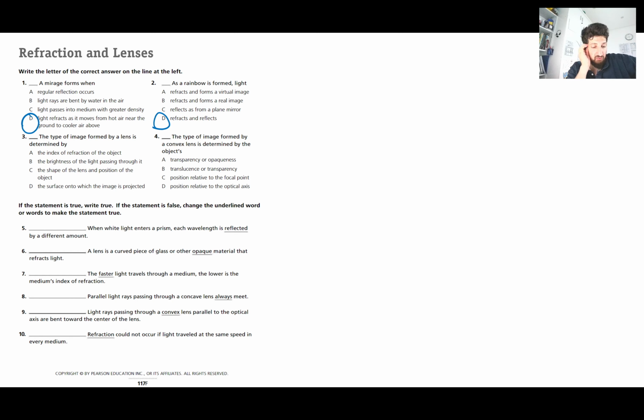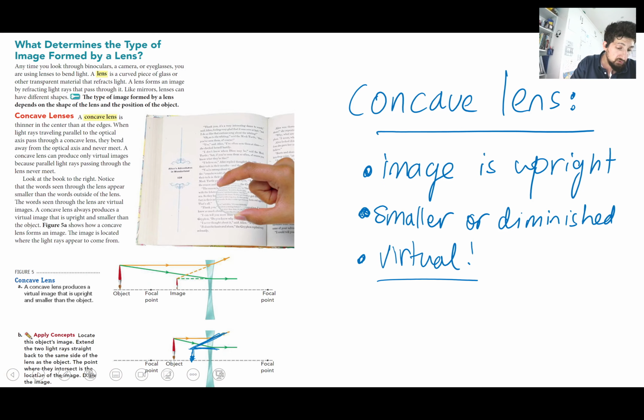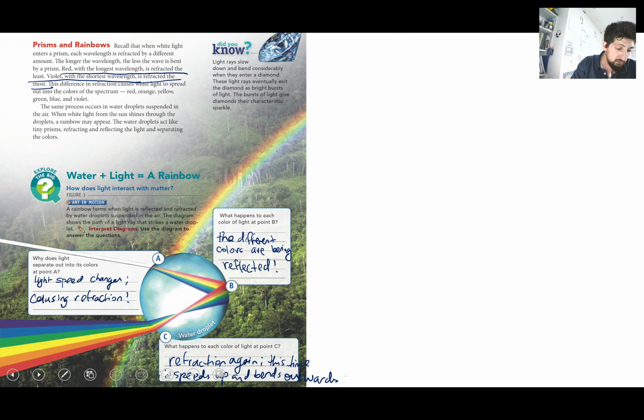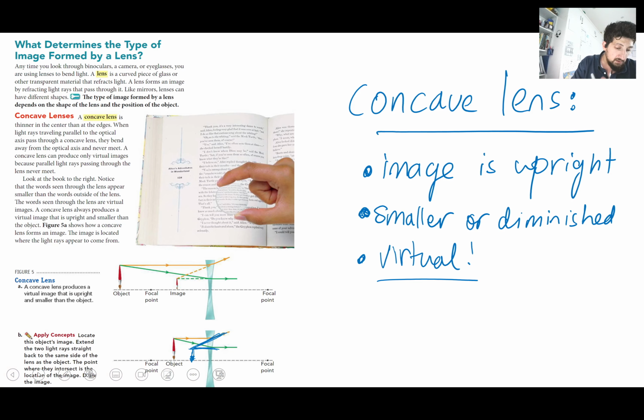The type of image formed by a lens is determined by the index of refraction of the object, the brightness of the light passing through the object, or two things. Remember, two things: the shape of the lens and the position of the object. And that is actually in the notes. It depends on the shape of the lens and the position of the object.